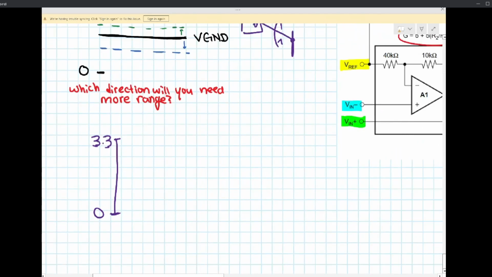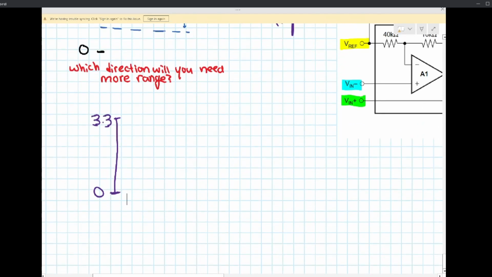So if, for example, at 0 strain, or at 0 input, you're getting 1.8, it's just a base value. You can go up to 3.3, you can go down.